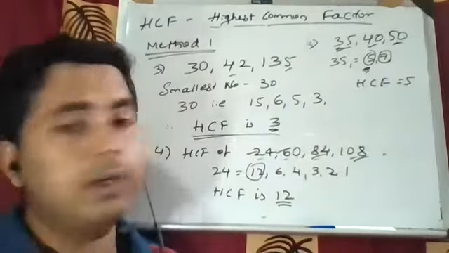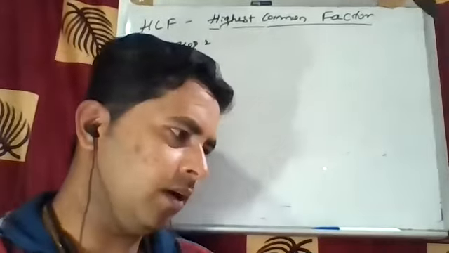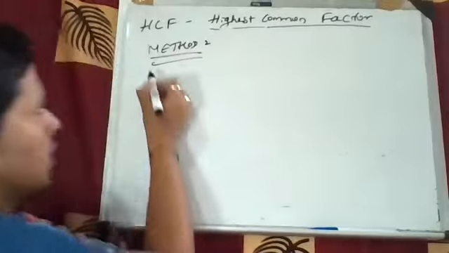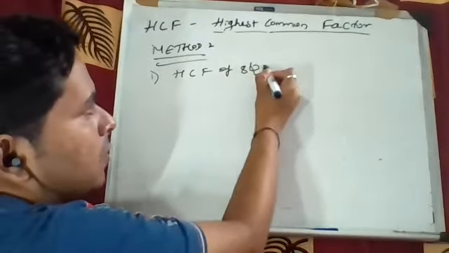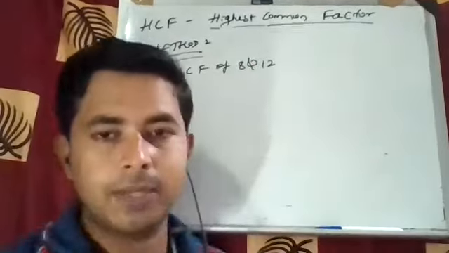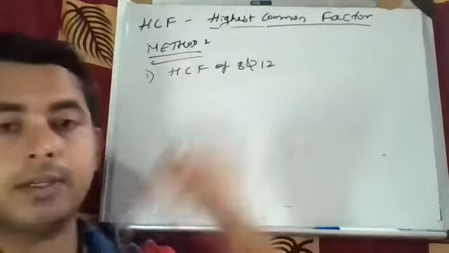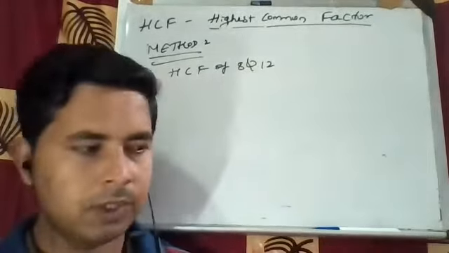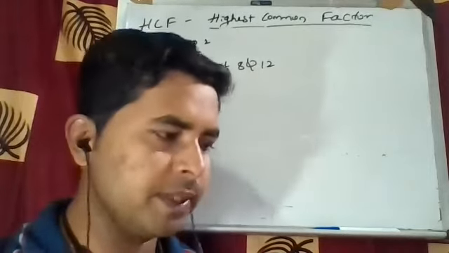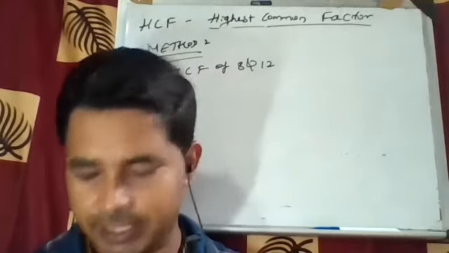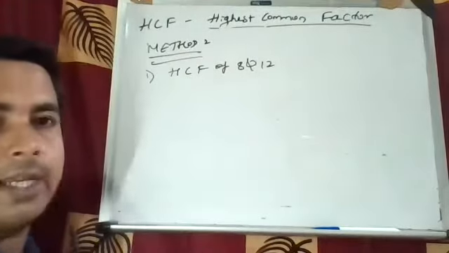Now we'll go with the next method. I'll take one question: what is the HCF of 8 and 12? Whatever method I'm telling, you have to check quickly. It's not that one method will apply to all numbers. Based on the question, you have to choose a method. In this method, we'll apply differentiating, or subtracting. Now, the HCF of 8 and 12.